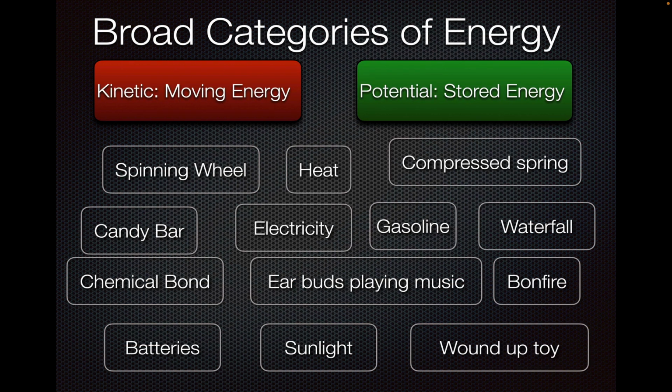Now, there are different broad categories of energy. There's moving energy, kinetic, and there's potential stored energy. So the activity we did in class was to actually sort this. So go back to that activity if you want to see that sorting.